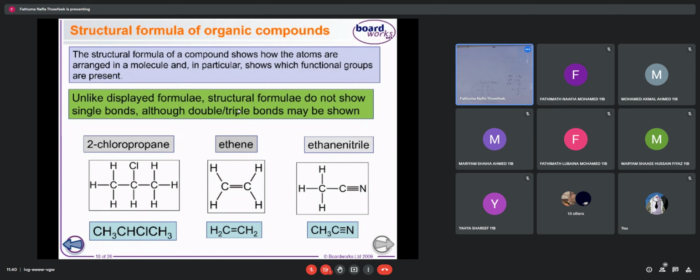functional groups are present. Unlike displayed formulae, structural formulae do not show single bonds. This is very important. In the structural formula, you should not show the single bonds, although double and triple bonds may be shown. So when you are writing the structural formula, single bonds you can't write, but if you can see any double or triple bond in the molecule, that one you can show.